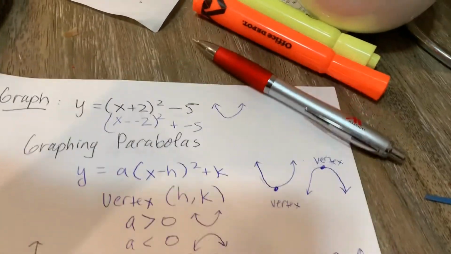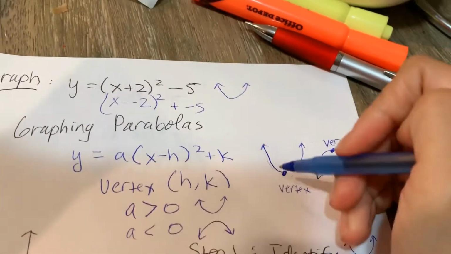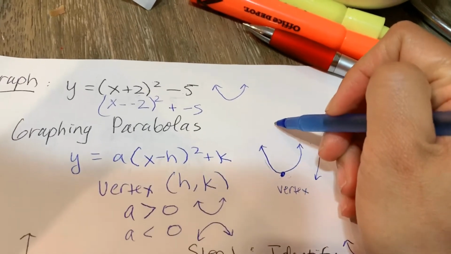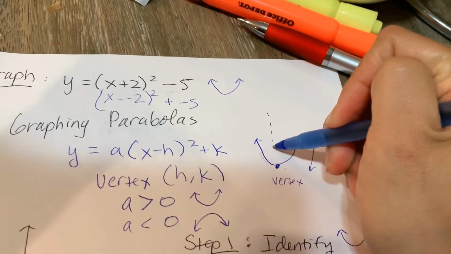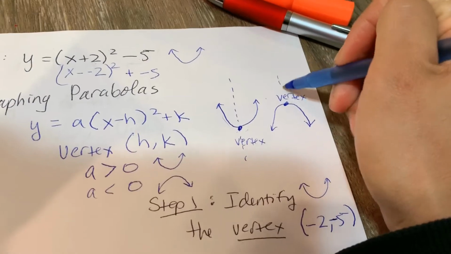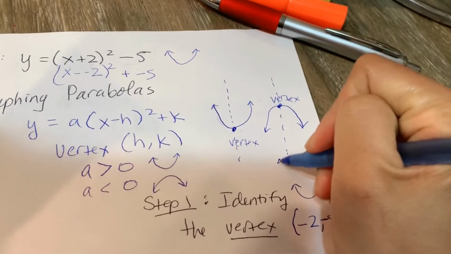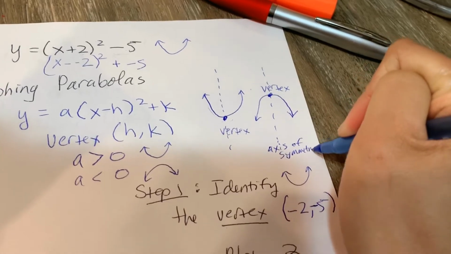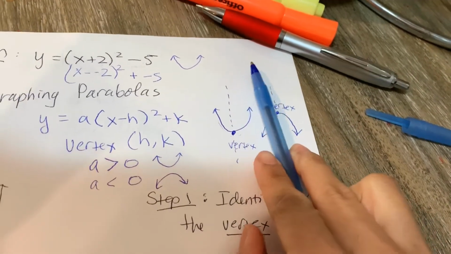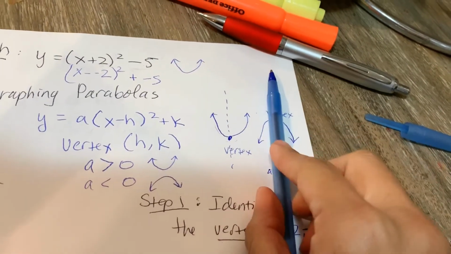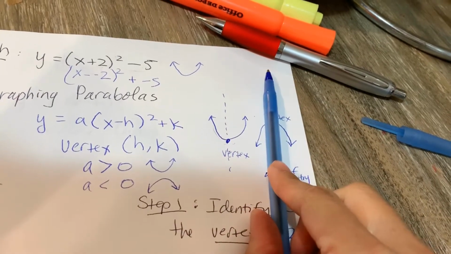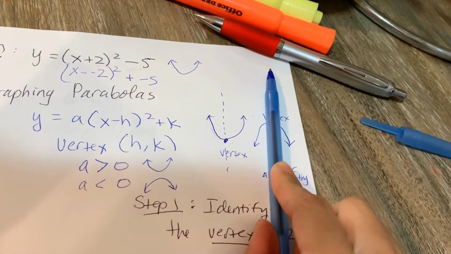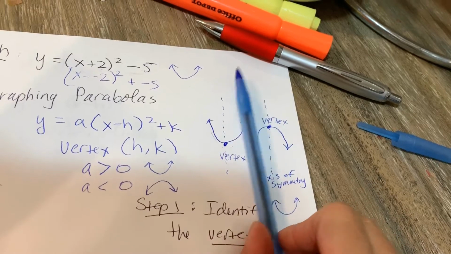And something else that you need to know about parabolas is that where the vertex occurs, if you drew an invisible line through the vertex, this is what we call the axis of symmetry. And the axis of symmetry is basically this invisible line such that if you fold the paper at the axis of symmetry, it's symmetrical on the left side and on the right side.